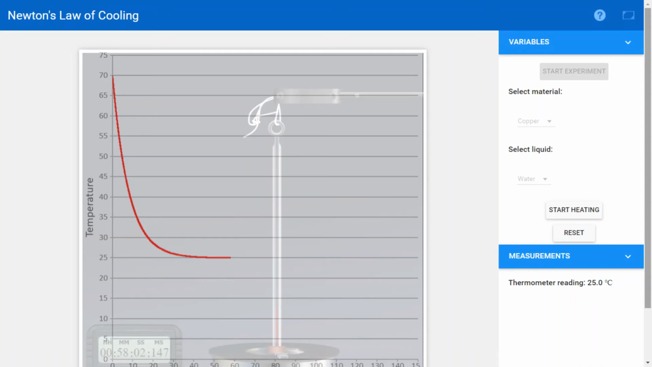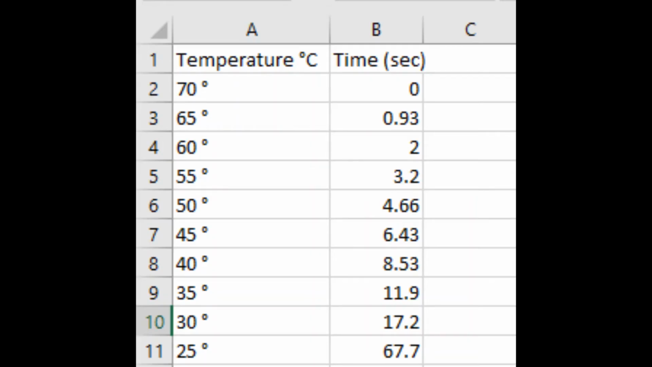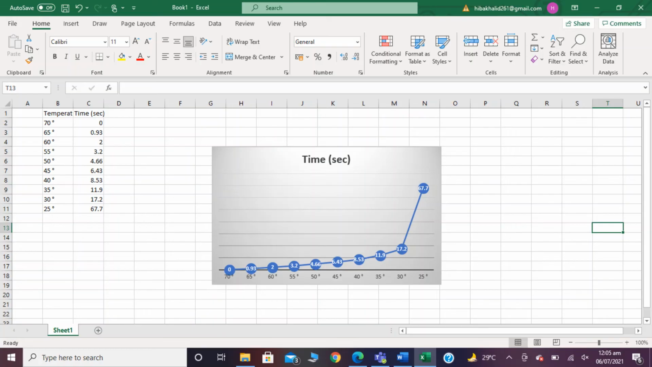We will get the cooling graph, the cooling curve of this experiment. We will put all the values in the table to get the tabular data. This is the MS Excel graph of this experiment.